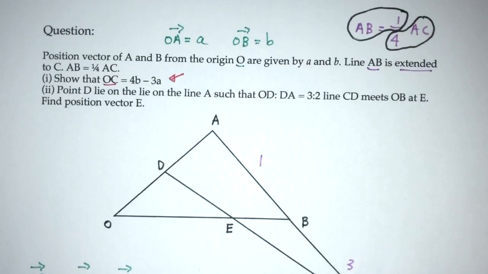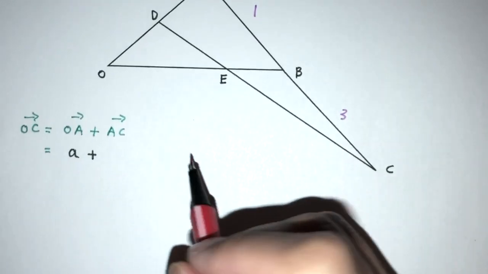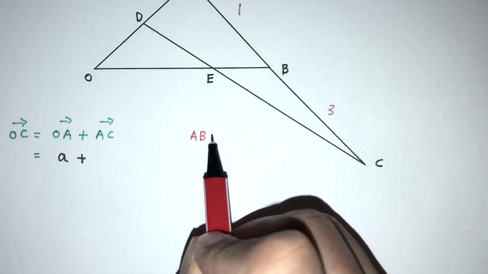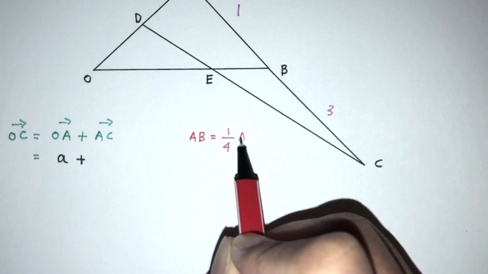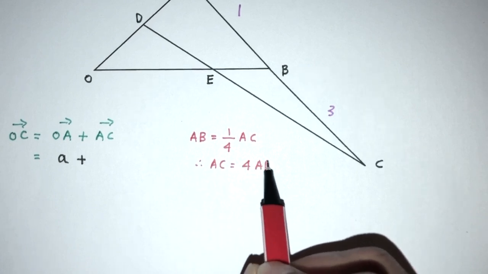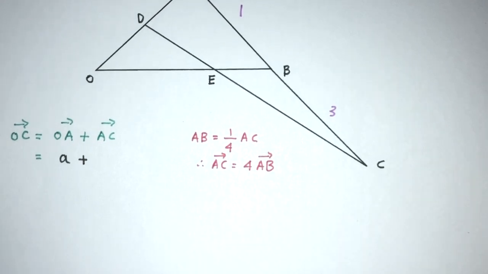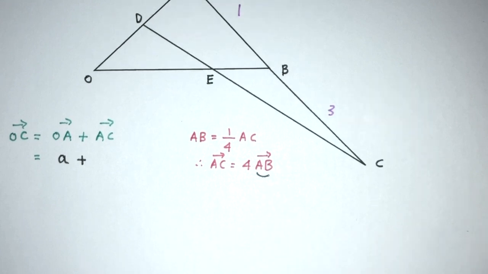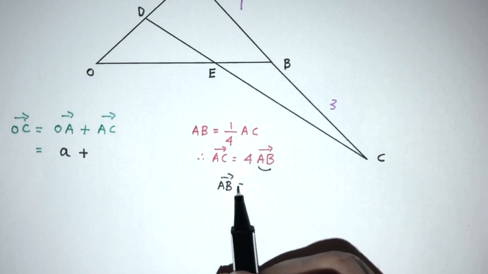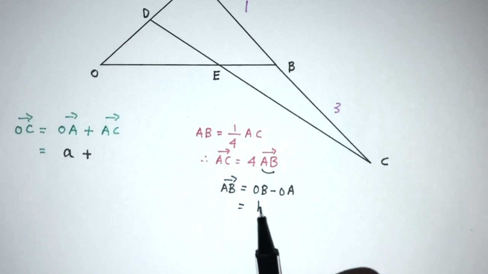As you can see here, AB is 1 over 4 AC. So let's use that. If you make AC the subject, you will have 4 times AB by just cross multiplying. So here we have the values, we just have to replace. Now, how do you find AB? Again, you can use your diagram, or we can use the definition, because we have seen in so many videos, this is equal to OB minus OA. That will be B minus A.